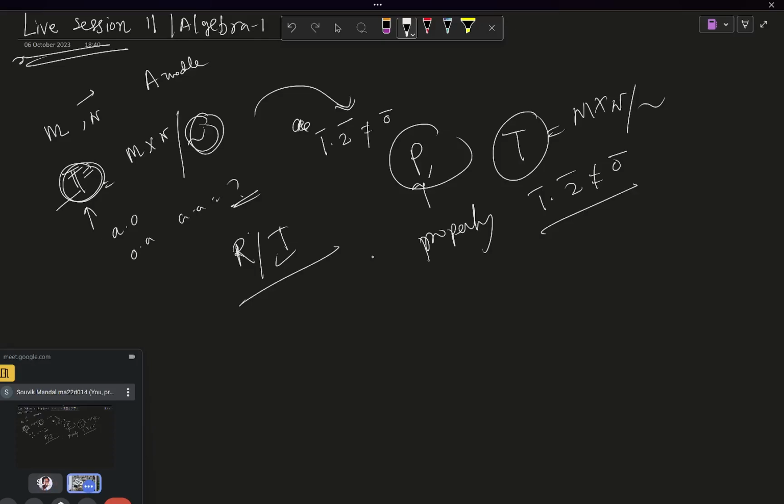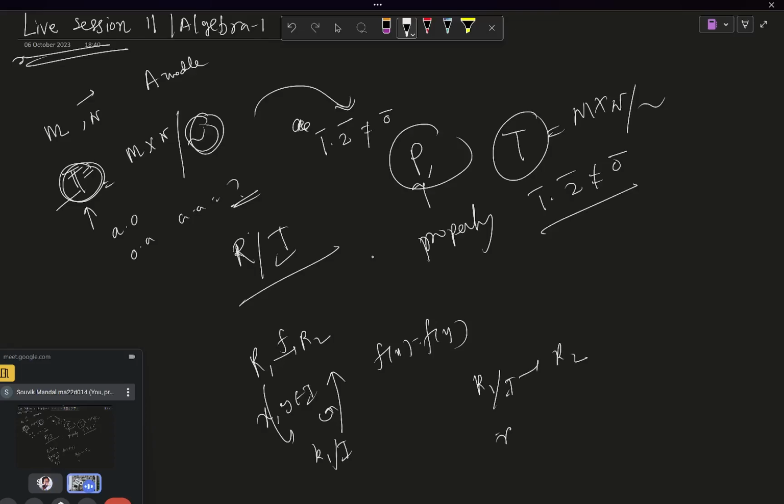And secondly, suppose you have some map R1 to R2, some ring homomorphism. If for any x, y belonging to I, fx equals fy, then we say that this map f induces a unique map R by I to R2 such that this diagram commutes. We define this relation as R bar goes to f(R). That's the map.